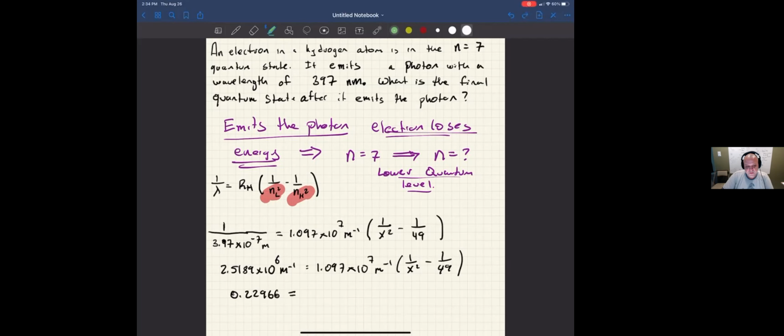0.22966 without any units. And so if I take meters to the minus 1 and divide it by meters to the minus 1, the units cancel and I'm left with something that's unitless. And that's good because ultimately I'm solving for a quantum state, and quantum states don't have units. And so on the right side, I'm just left with 1 over x squared minus 1 over 49.